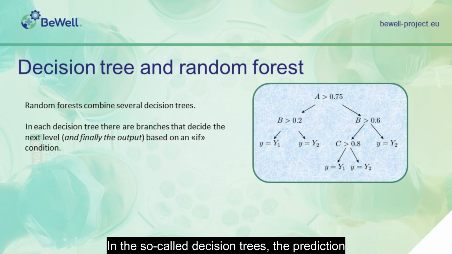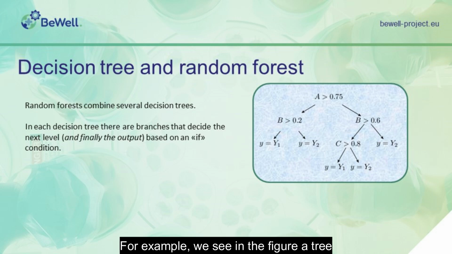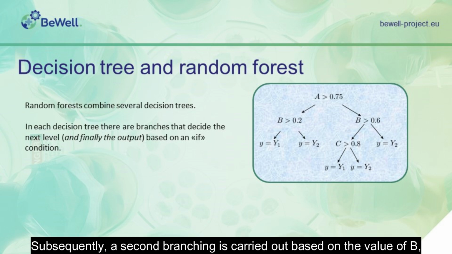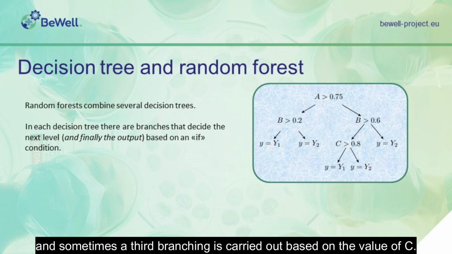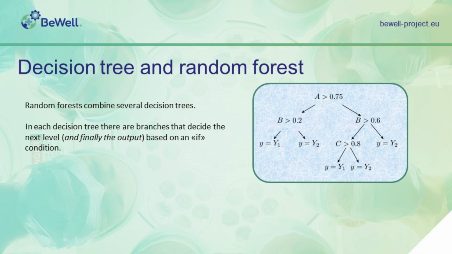In the so-called decision trees, the prediction is based on some if conditions applied on the input data. For example, we see in the figure a tree where a first branching is decided based on the value of variable a. Subsequently, a second branching is carried out based on the value of b, and sometimes a third branching is carried out based on the value of c. These models can be used both for classification or regression problems.